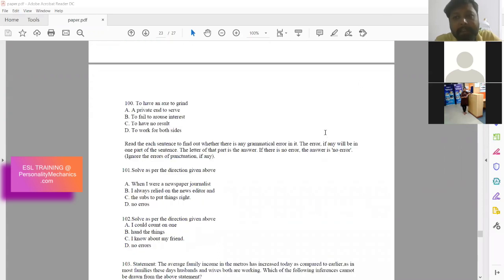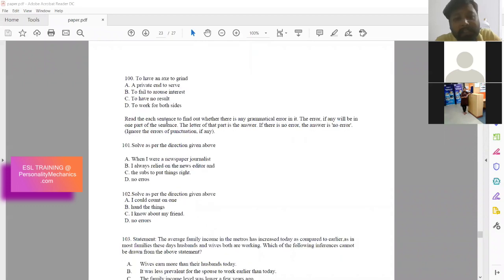Let's read the question. It says, read each sentence to find out whether there is any grammatical error in it. The error, if any, will be in one part of the sentence. The letter of that part is the answer. If there is no error, the answer is no error. Ignore errors in punctuation. This is very important. Some of us fall for that trap. There can be a misprint or a punctuation error, and then we think, oh my god, this is where the error is, and we mark it and move on.